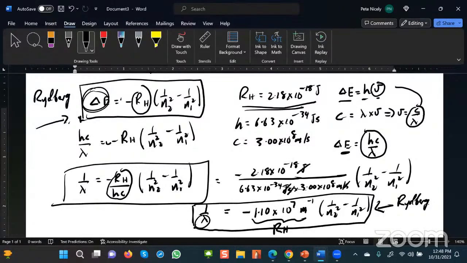And the RH value in this equation is 2.18 times 10 to the minus 18. But in this equation, it's 1.10 times 10 to the 7, all right? So I just thought that you should be aware of that. Now, this is important because you could use this equation. Let's say you're given a question and you're asked to find the wavelength. Then you could use this equation to find the wavelength. If you're asked to find the energy of the transition, then you would use the delta E equation, all right? So I just thought you should be aware of that.